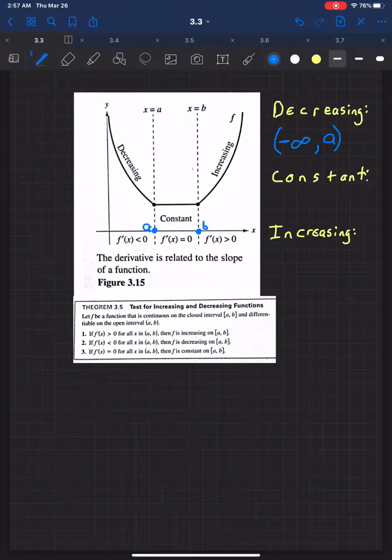Okay, now, once you get to point A and you proceed to point B, notice that the graph is constant throughout. From A to B is constant. Once you get to point B, you are walking uphill, you are increasing from B to infinity.